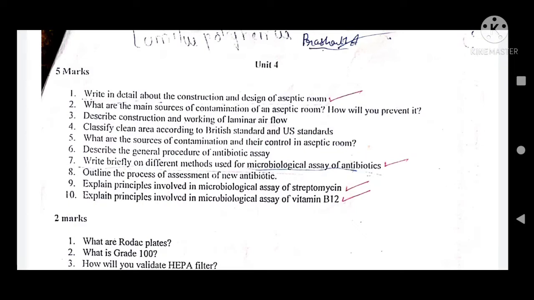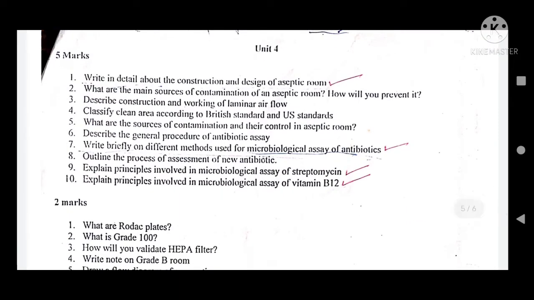Then, describe the construction and working of laminar airflow. A very important 5 marks question, repeated many times in your question paper. That is the third question: describe the construction and working of a laminar airflow.